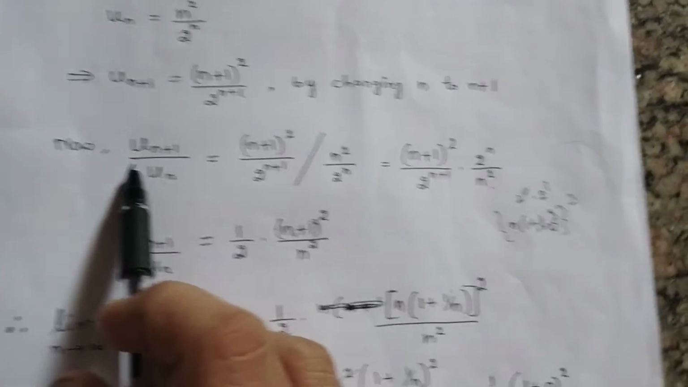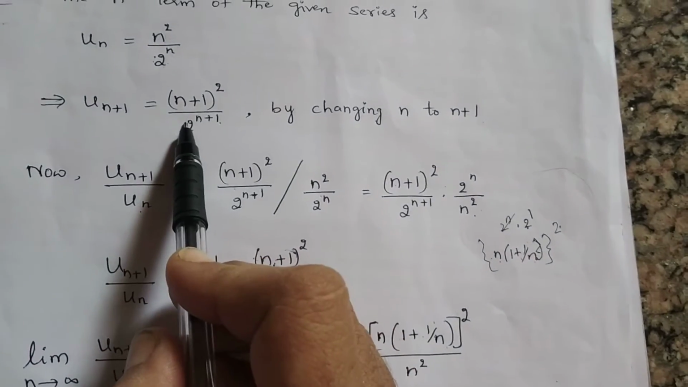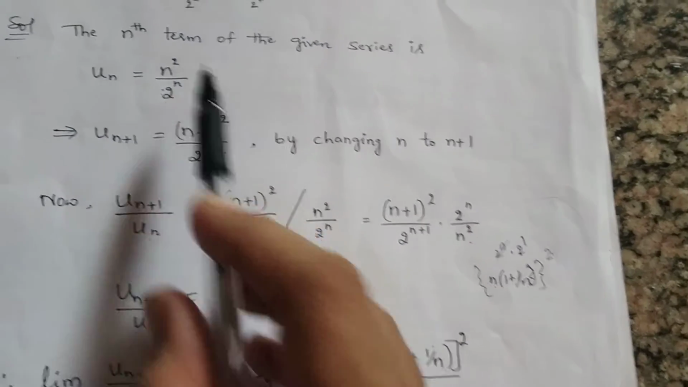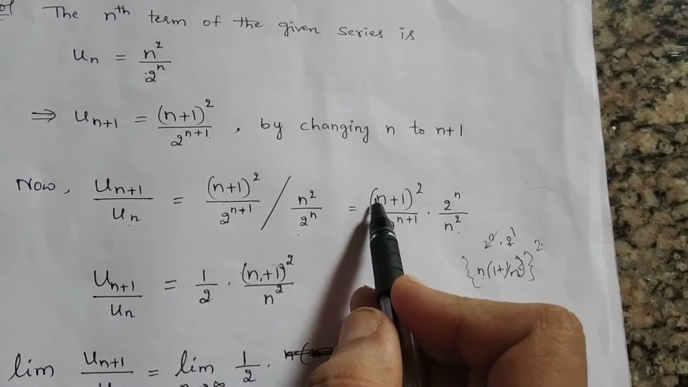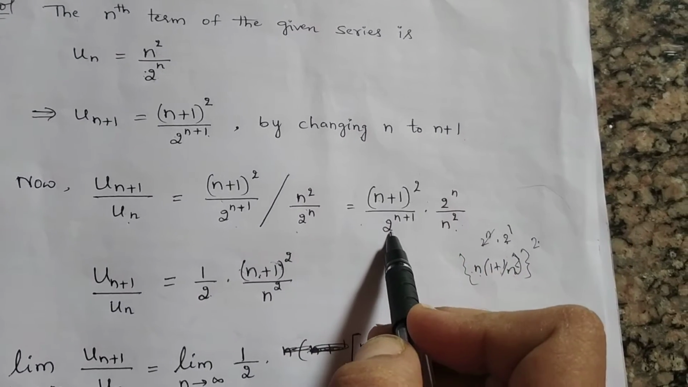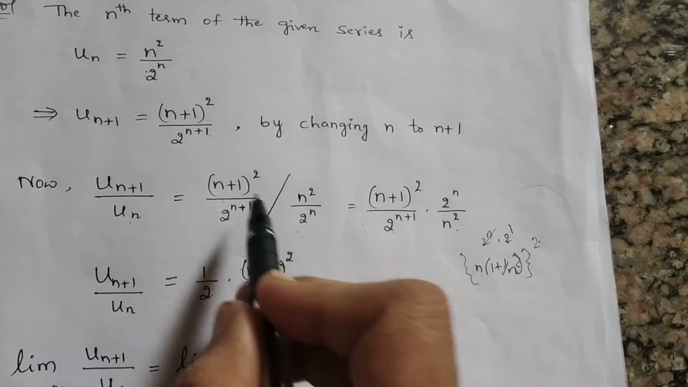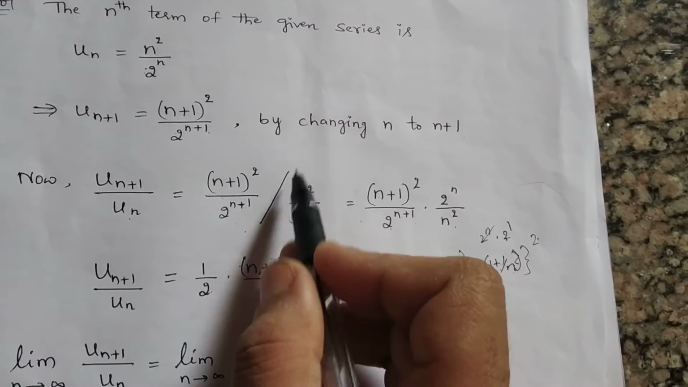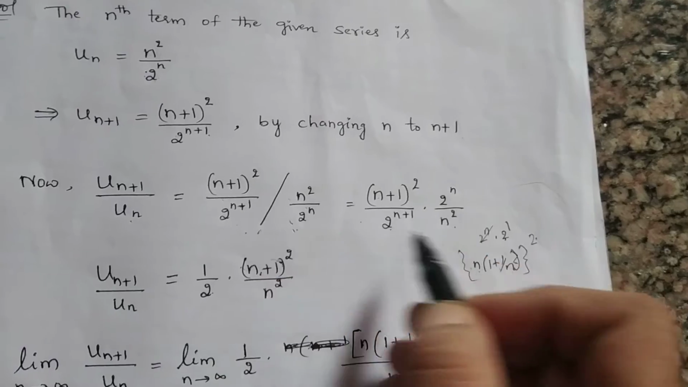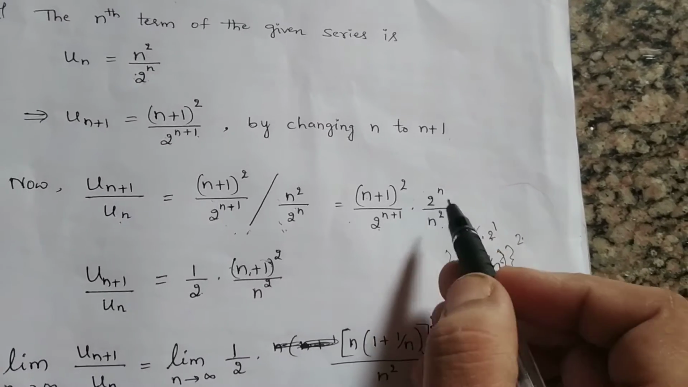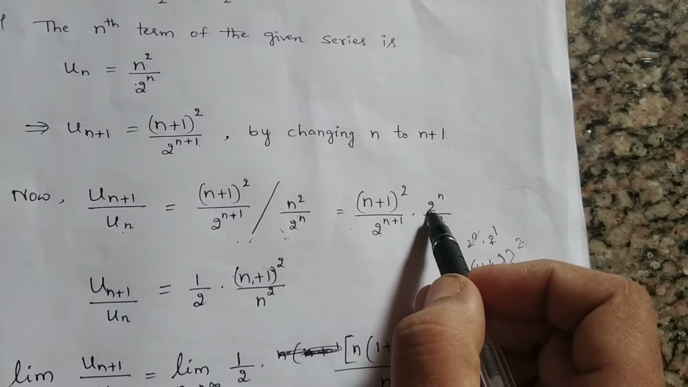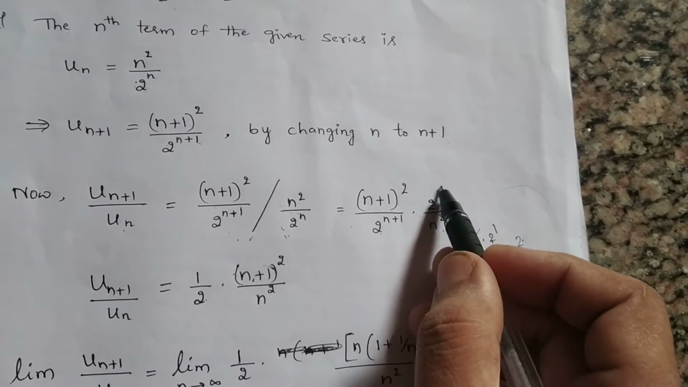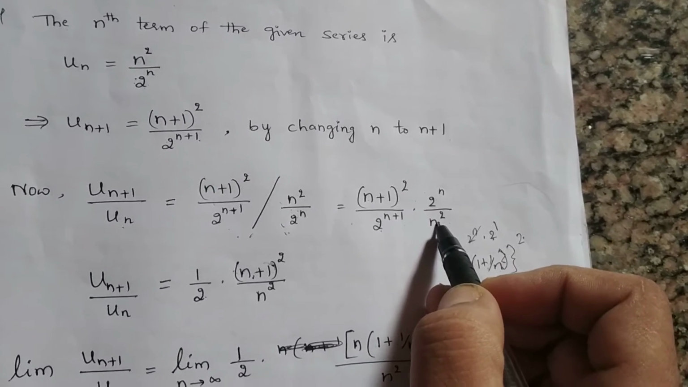Yes, the ratio. What is the ratio? Un plus 1 divided by un. Simplified result: n plus 1 the whole square divided by 2 to the power n plus 1, whole divided by n square by 2 power n. Since we have whole divided by denominator term, you can take it to the numerator. Whenever you take it to the numerator, it gives 2 power n divided by n square.